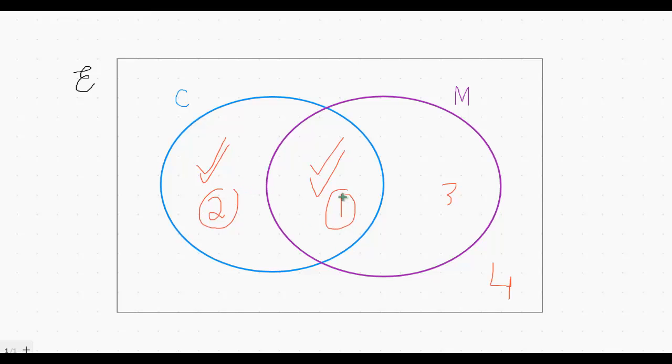This region 1 is shared with this purple circle. So we can say that region 1, which is shared between C and M, is the region which is common between both C and M. And this region 2, which is the part of this blue circle as well, is the region which represents only C, where only C is involved. No M is involved here. So remember, this is called only C region.